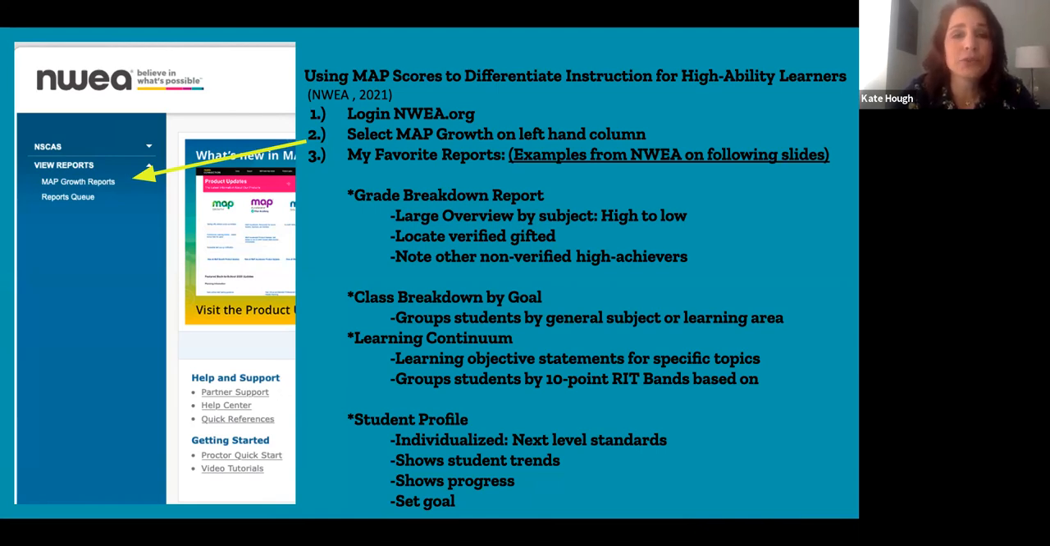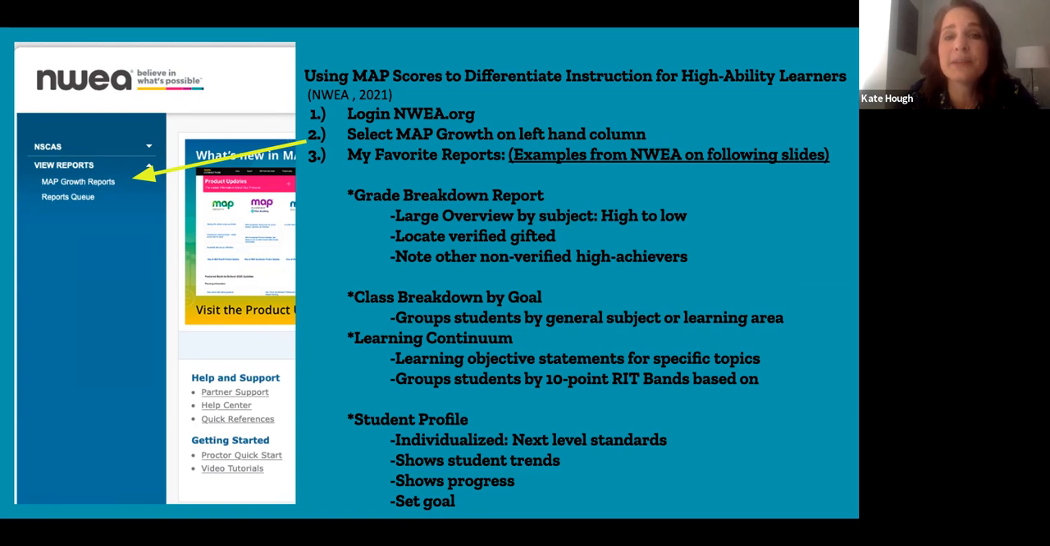So I want to talk through this, I know people have different varying levels of comfort with MAP. I think it's a wealth of resource to be able to not only identify which group of students might be ready for a differentiated lesson, but also to be able to help identify which lessons we could be teaching. So I'm just going to give you kind of the 101.